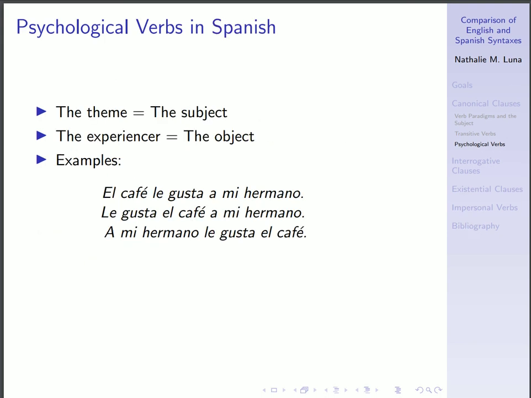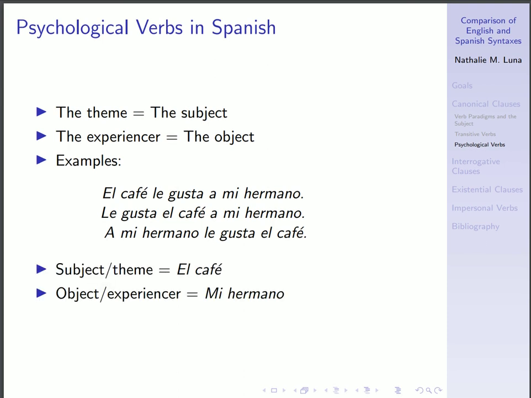In Spanish, it's different because the theme is always going to be the subject and the experiencer is always going to be the object. So we have these three sentences with gusta as its psychological verb. All three of them mean the same thing, right? That my brother likes his coffee. So in all three cases, the subject or the theme is el café, and the object or the experiencer is mi hermana.